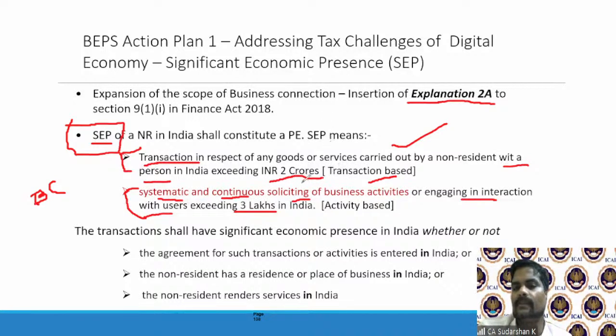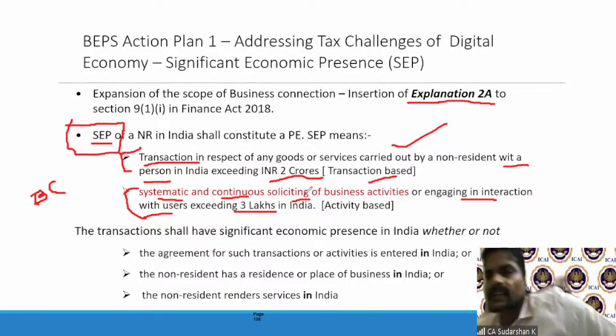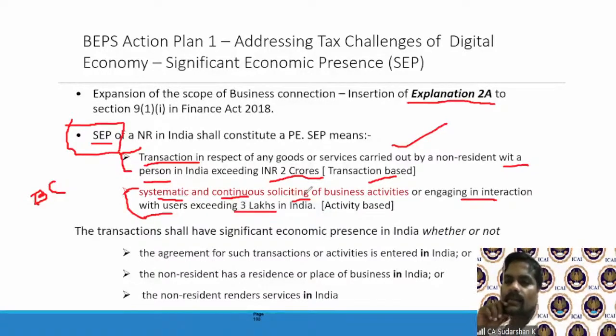You do transactions with any person in India of more than 2 crores, or I don't do any transaction, but I have a social media or digital interaction with users, with more than 3 lakhs users in India, and that company will have a significant economic presence in India. What will happen then? Whatever profits they are making globally, they have to attribute certain profits relating to the India market, and then pay tax on it at 40%.